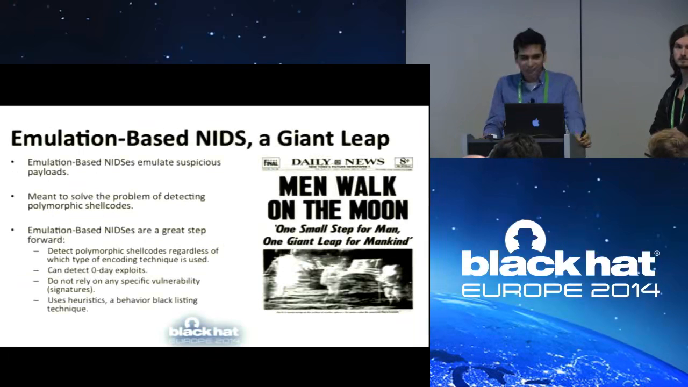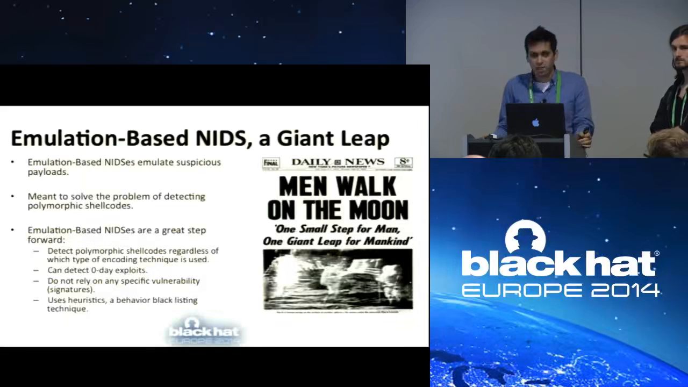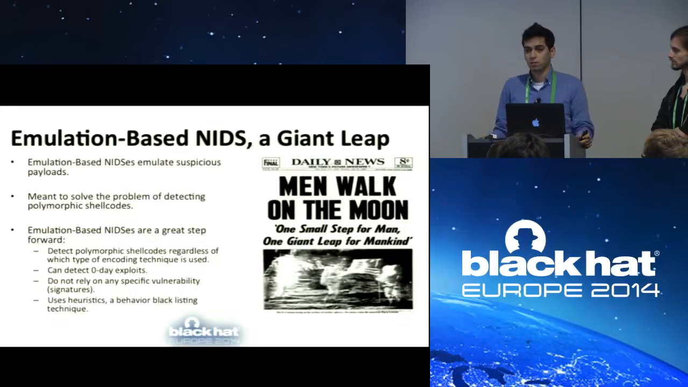Then you had a new approach, which was emulation-based network intrusion detection. There were a lot of benefits in the emulation-based approaches. First of all, it could detect polymorphic shellcodes, regardless of the type of encoder you were using. And it was not vulnerability dependent, which means that even if you had a zero-day exploit, it could detect it. It was based on heuristics and kind of blacklisting some behaviors of the shellcodes.